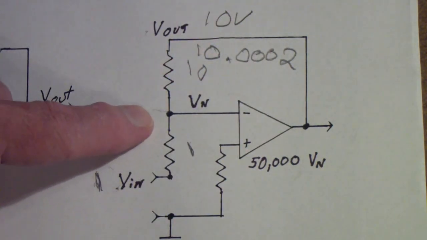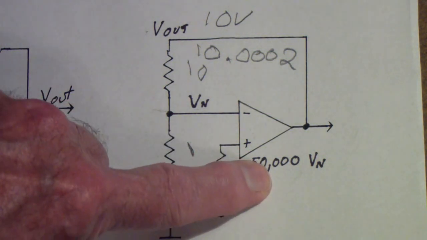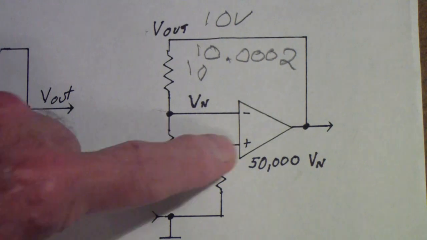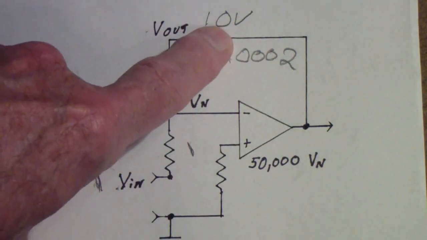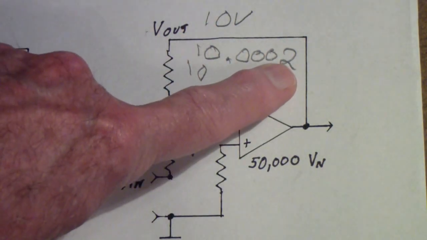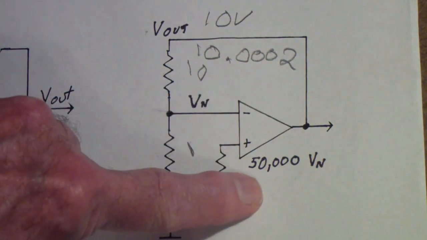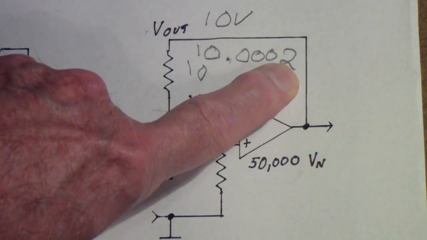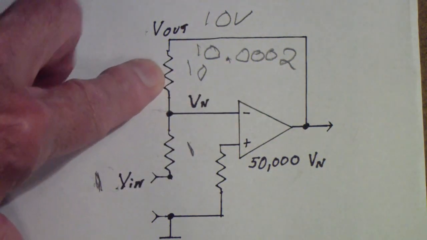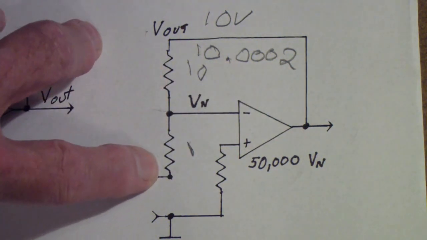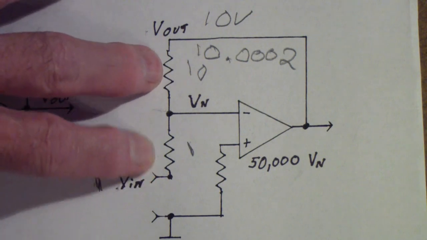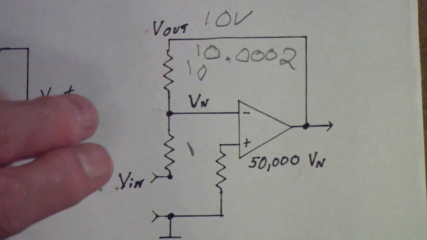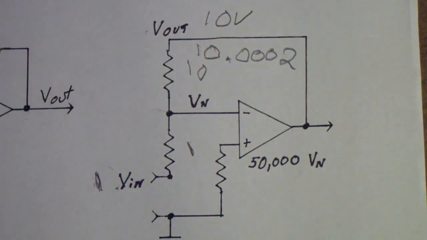Well, what if some of those aren't true? What if the gain is higher? Well, then the amount of voltage needed to cause that roughly 10 volt output goes down. So if the gain here was 100,000, then this would only be 100 microvolts, and so on. So it's just Ohm's law, a simple resistance divider that determines how this stage operates.